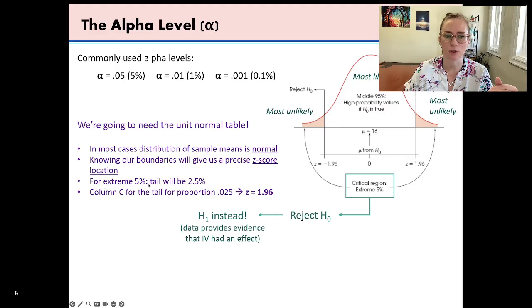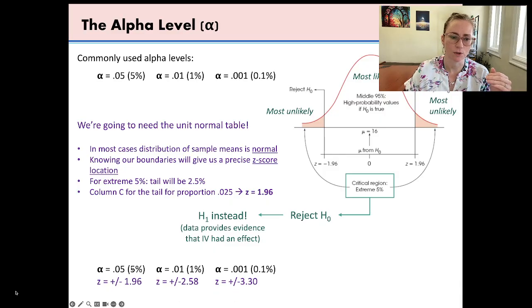So if I'm talking about the extreme 5%, then each tail, the bottom tail and the top tail, is going to have 2.5%. I can look this up in the unit normal table, column C, which is the tail. If I look for this proportion, which again, I really should just trust myself that I know what I'm doing when I have this on a slide, this 0.025 corresponds to a z-score of 1.96, and this is that magical number, 1.96. If I want to support my hypothesis, if I want to reject the null hypothesis, I want z to be larger than 1.96, because that means I'm in the critical region.